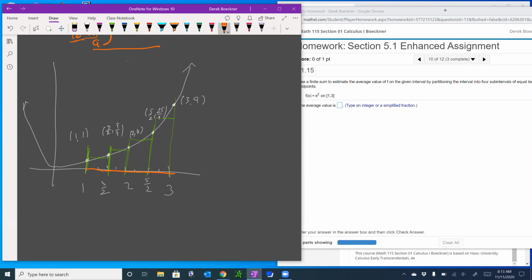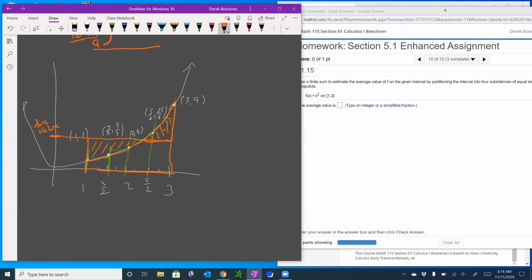And I want to draw a rectangle so that this area here and this area here are equal, right? Because if I make those two areas equal, then I can just move this area down to here and have my rectangle. And this is going to be my average value.